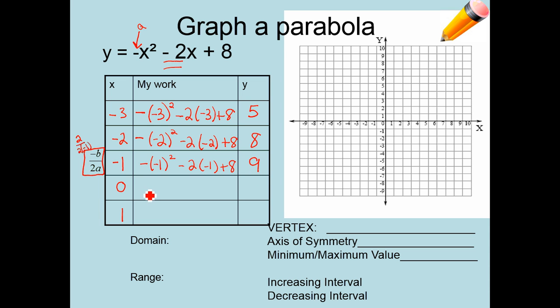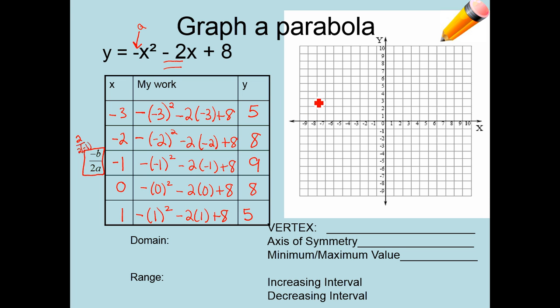And I think you probably know what the 0 is going to do, but let's just set it up anyway. We know it should repeat, right? This should be a y value of 8. And one more time with the number 1. 1 squared minus 2 times 1 plus 8. And we go ahead and get a y value of 5.